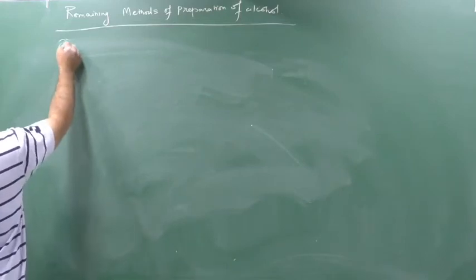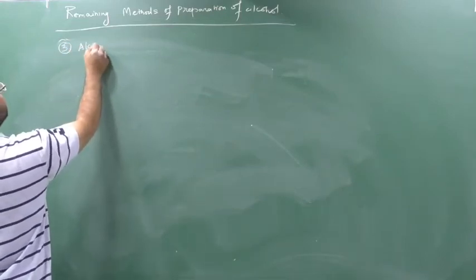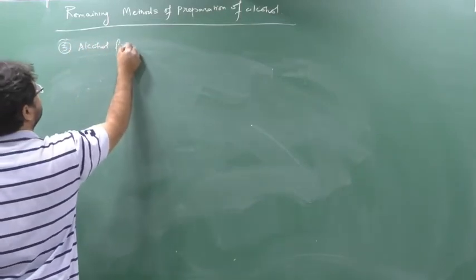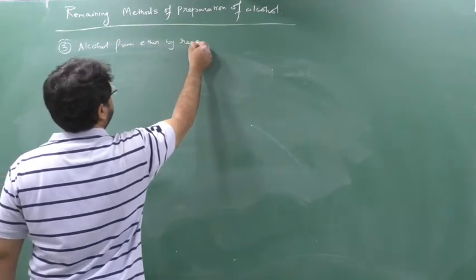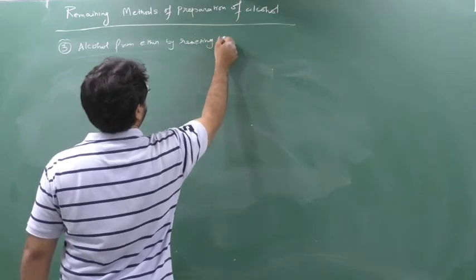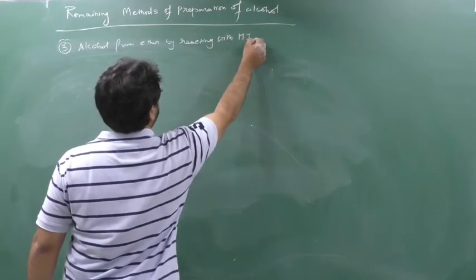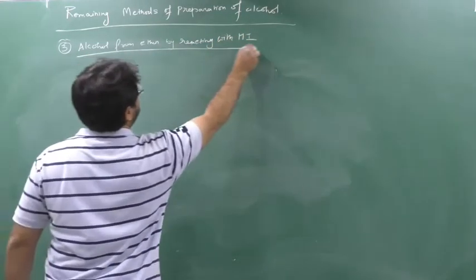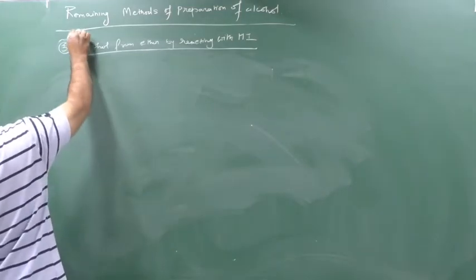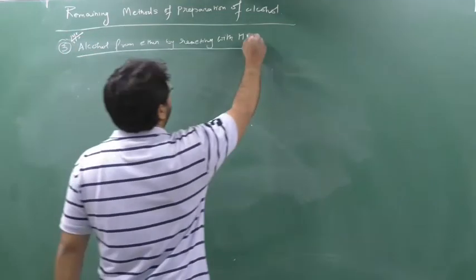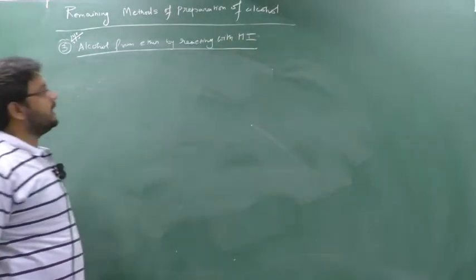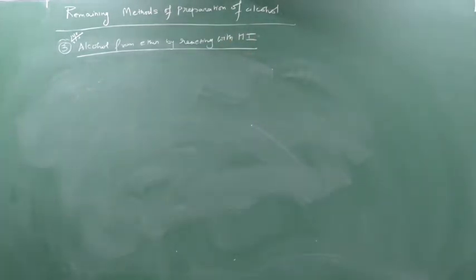Third, alcohol from ether by reacting with HI, hydrogen iodide acid. So this topic is a bit important. I hope it would be given in the textbook, I don't know. Check it out once more, but it is very important from a competition point of view. Clear? It's easy, but a simple minor point you should remember.